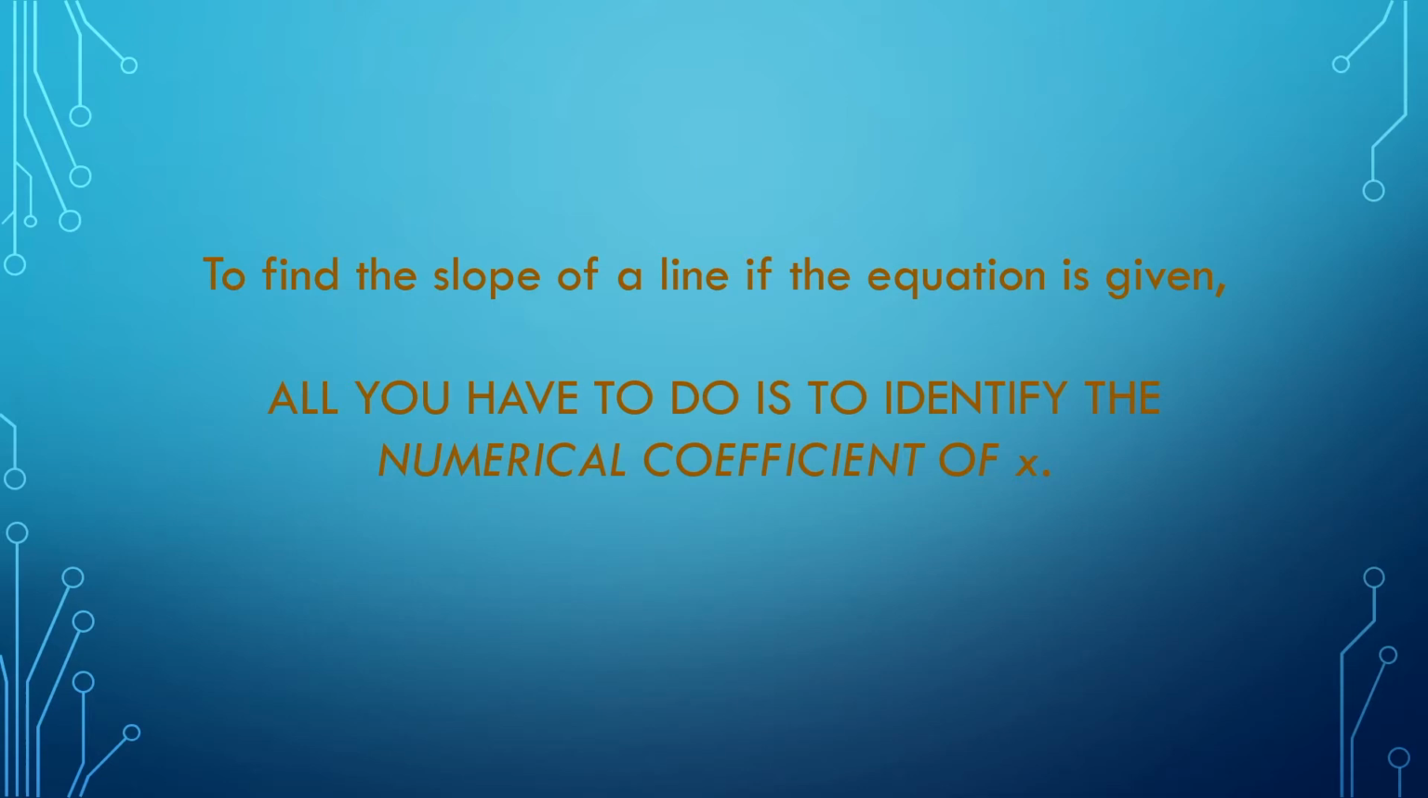To find the slope of a line, if the equation is given, all you have to do is identify the numerical coefficient of x. Whatever the numerical coefficient of x is, that is your slope.